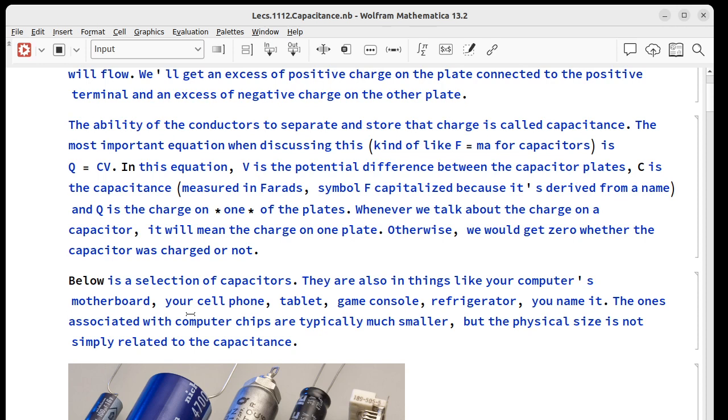Whenever we talk about the charge on a capacitor, we always just mean the charge on one of the plates. The other plate will have the negative of that charge. We never want to talk about the total charge because that's always going to be zero whether the capacitor is charged or not.